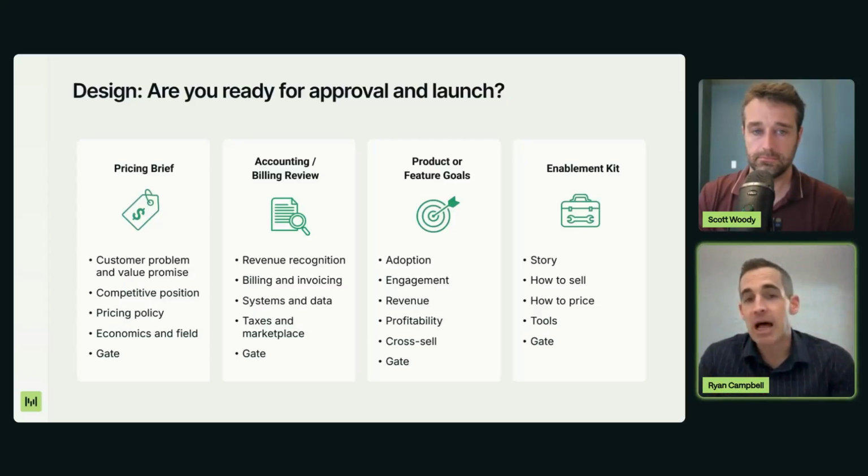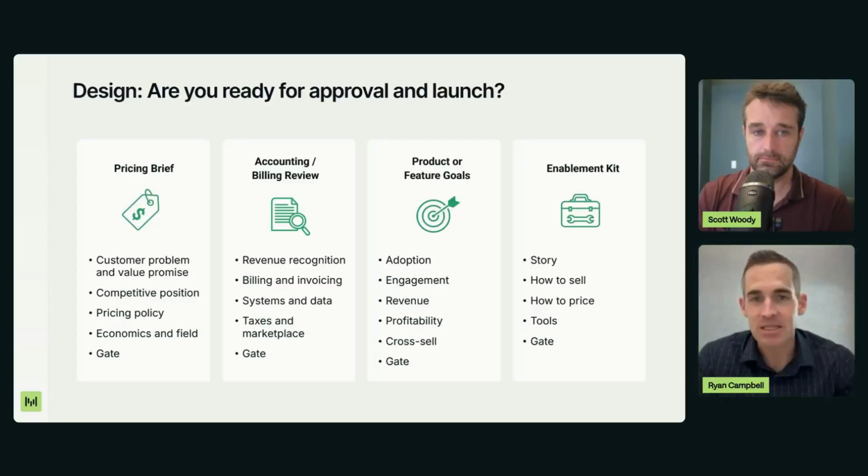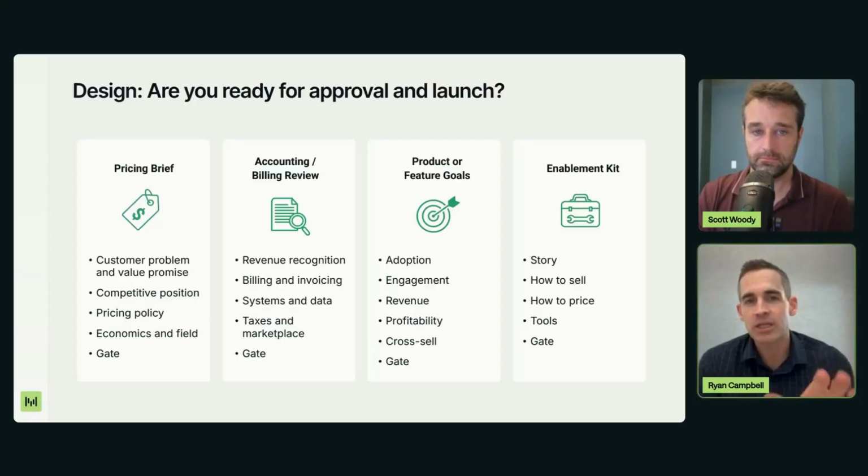And there's a lot of steps and a lot of pieces that are super important here. If you look at this slide and think about these four buckets, most people, when they're ready to put together a pricing proposal, will think about that left column.